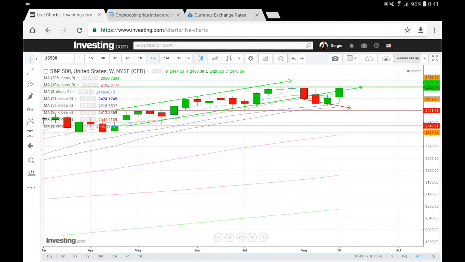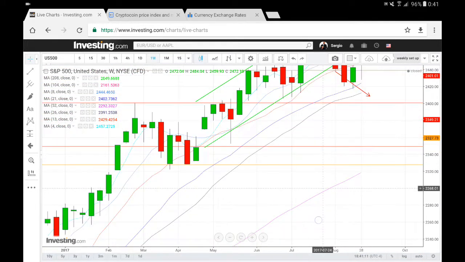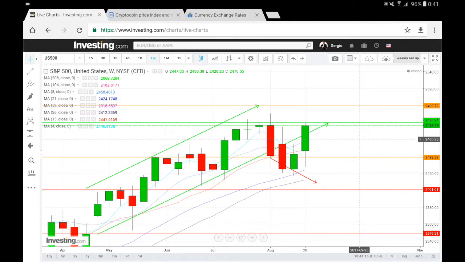Okay. The S&P 500, exactly the same thing as the Dow Jones. Bullish week, strong bullish candle. Now we are back at the top of the range at resistance level at 2480 points. So now we need a continuation and go higher.